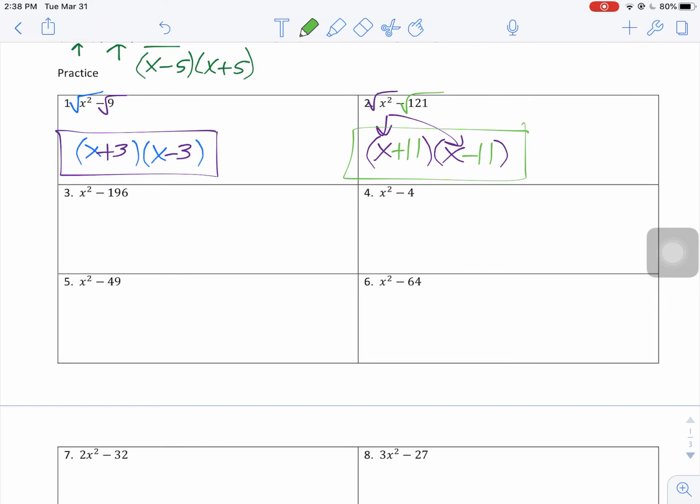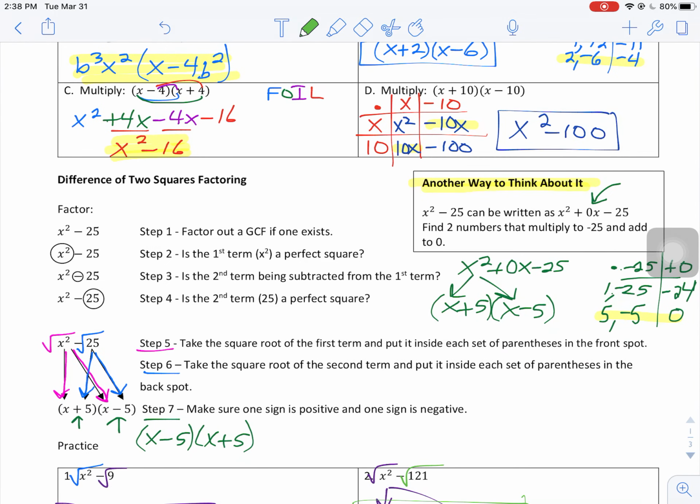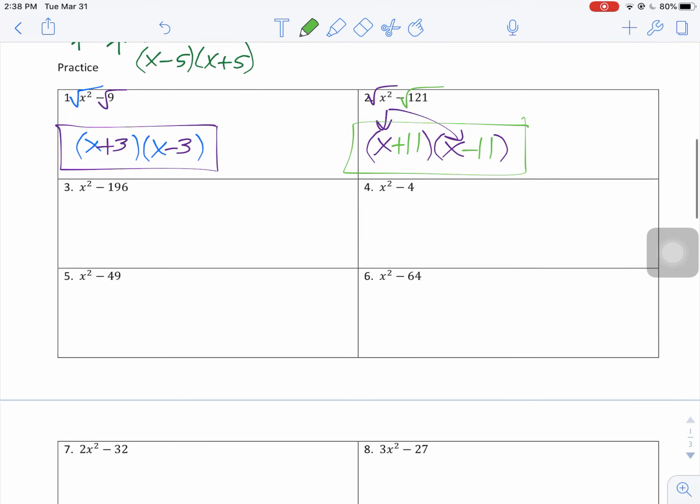Now notice, if we connect this back up to the warm-up, warm-up C and D, the original problem on C was x minus 4 and x plus 4. When we multiplied it out, those middle x terms canceled out, and we got a difference of 2 perfect squares. For warm-up B, same concept. It was x plus 10 times x minus 10. When we multiplied it out, the middle x terms canceled out, and we got left with a difference of 2 perfect squares. So when you look down at 1 and 2, it should make sense that when we get our answers, you have basically the same factor twice, but one is positive and one is negative.